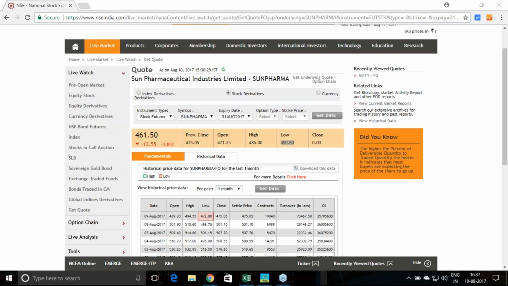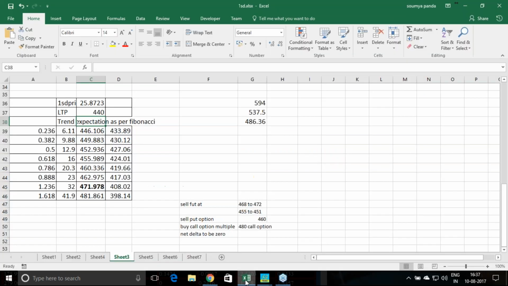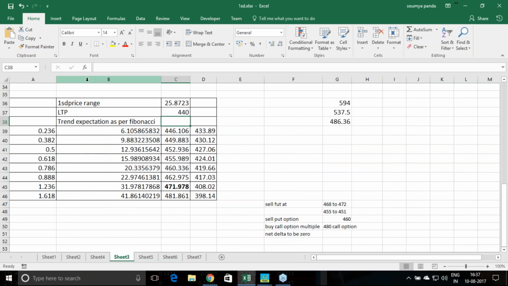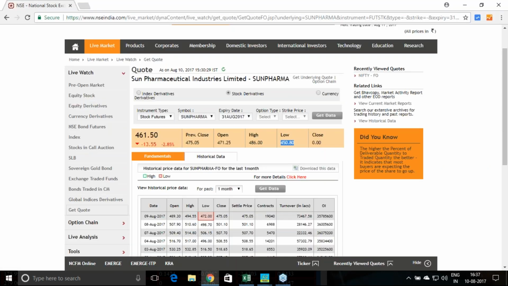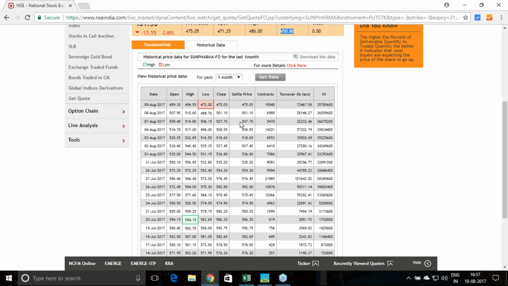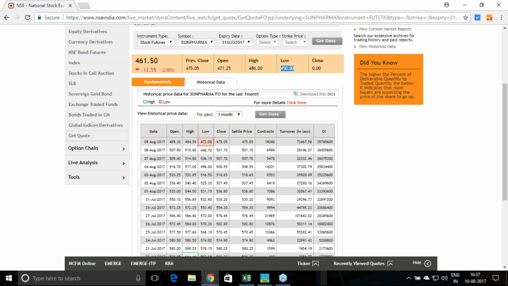So in this presentation, I am going to describe how you can trade in Sun Pharma on the result day. In fact, the stock has corrected to a great level recently. So I'll be taking the monthly data for analyzing the trend, and I'll also be taking the volatility available on the NSE website for analyzing the trend.